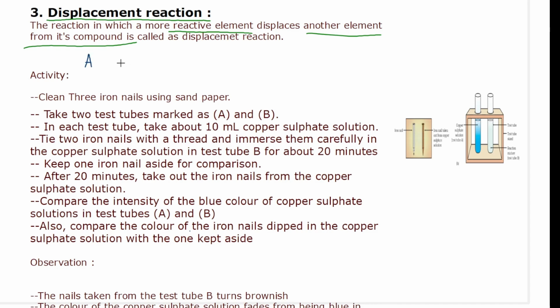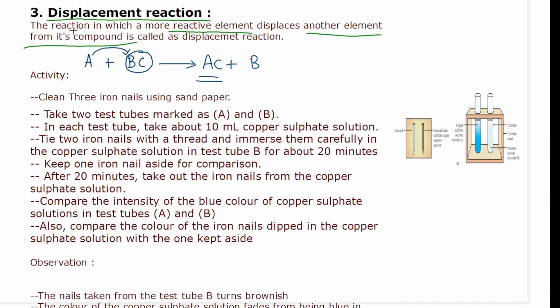Suppose A is a reactive metal, and BC is the compound containing another metal B, which is less reactive than A. A, being more reactive than B, will displace B from this compound BC to form AC plus B. Now A is in the place of B in this compound. You can see here in the product. So it has displaced B from this compound, because of which we call such reactions displacement reactions.